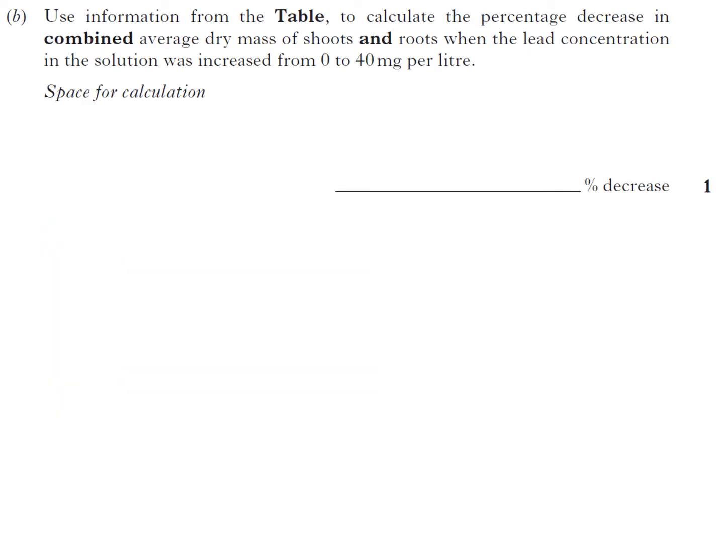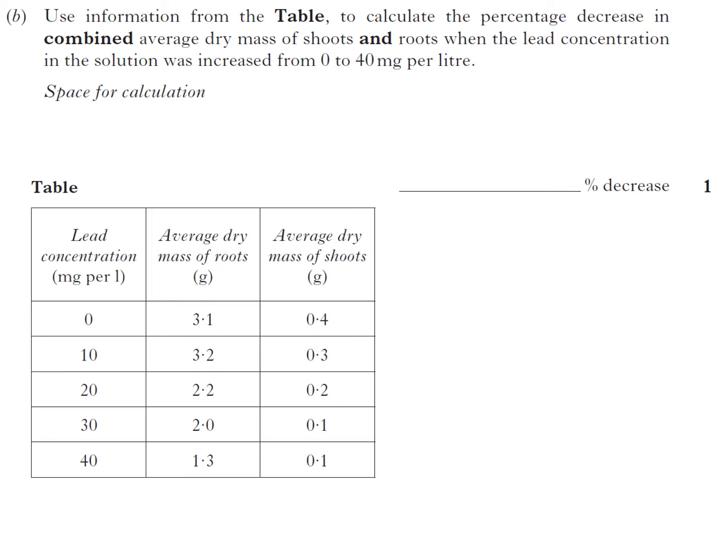Okay. Use information from the table to calculate the percentage decrease in the combined average dry mass of shoots and roots. See, whenever you see in bold, that's actually them trying to be nice. Maybe not feels like it, but genuinely is. Okay, so we're looking for the percentage decrease in the combined mass, so all of that from 0 to 40. Okay, so the combined mass here is 3.5 grams. And the combined mass here is 1.4 grams.